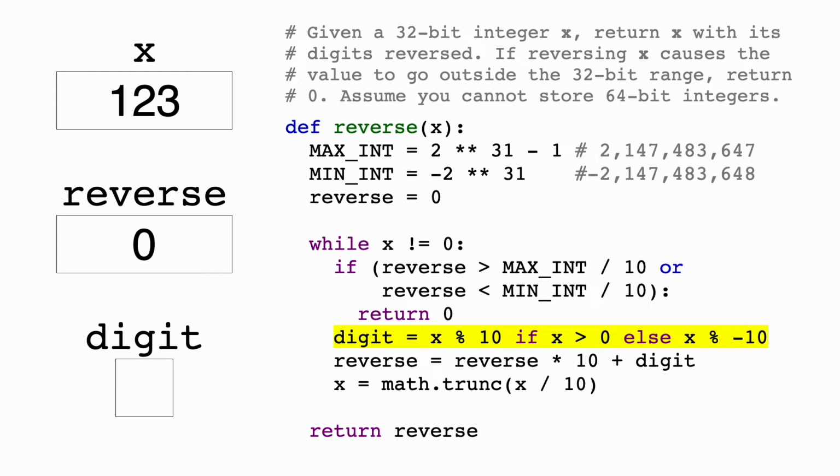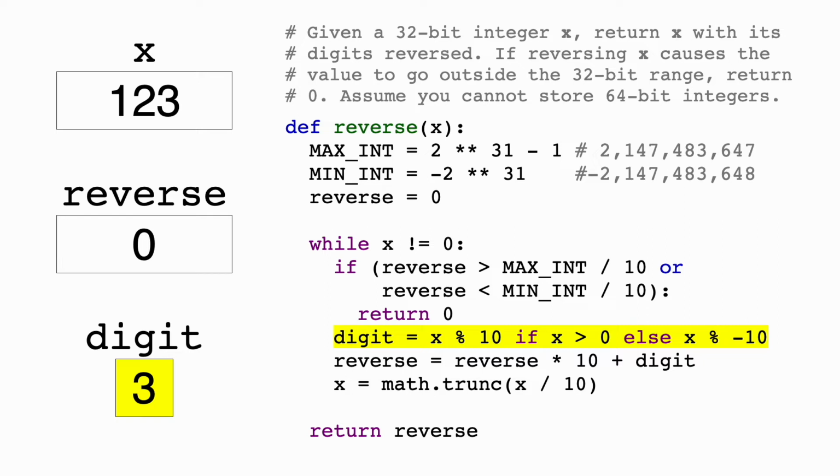So here, x mod 10 is the remainder of 123 divided by 10, which is 3. Now, the reason why I have this if-else statement here is because the modulo in Python works a little differently from other languages, and we actually need to use negative 10 instead of 10 if x is negative. I'll go into more detail in the next example when we use a negative number, but for now, let's finish up this example.